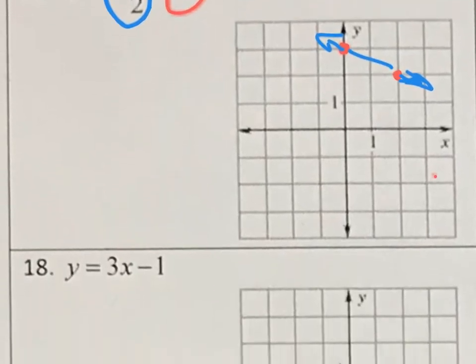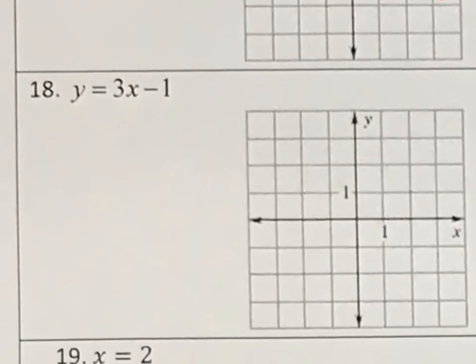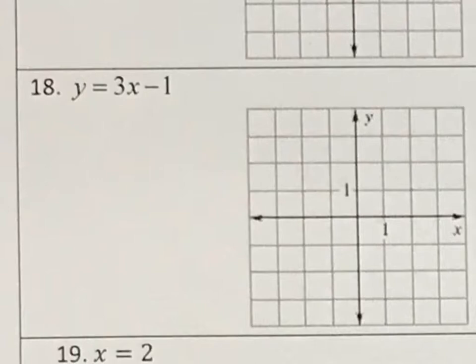Let's move on to number 18. So 17 was just worth 1 point. 18 is worth 1 point also. 18, where does it cross the y-axis? What's the y-intercept value? Negative 1, right? So this is your b value. And let me actually put a dot at negative 1 on the y-axis. That's where it crosses.